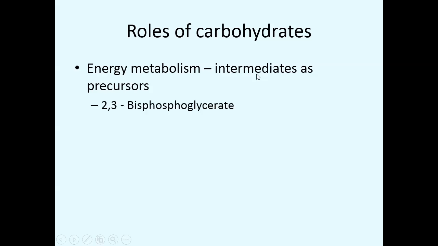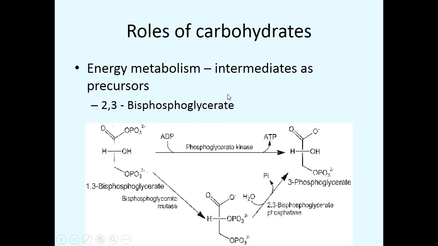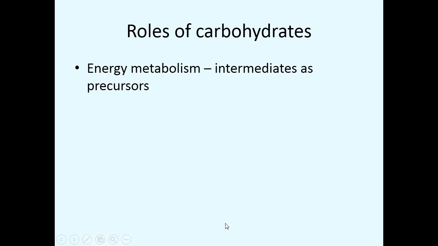For example, 1,3-bisphosphoglycerate, 1,3-BPG, is an intermediate of glycolysis. Another related derivative, 2,3-bisphosphoglycerate, 2,3-BPG, is an important regulator of oxygen binding to hemoglobin in red blood cells.